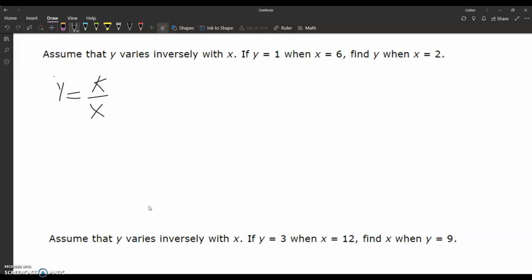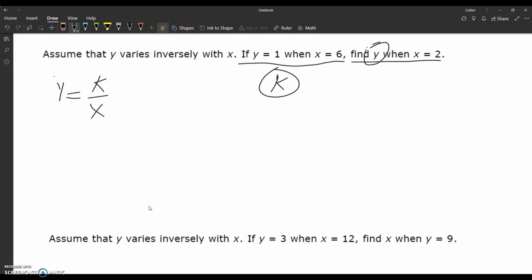And then it tells you this relationship. It says, hey, when y is 1, x is 6. And then it wants you to do a third step, find y when x is 2. So we're going to use this to solve for k. And then we're going to use the last part to solve for y. Okay, so ignore the very last phrase for just a second.